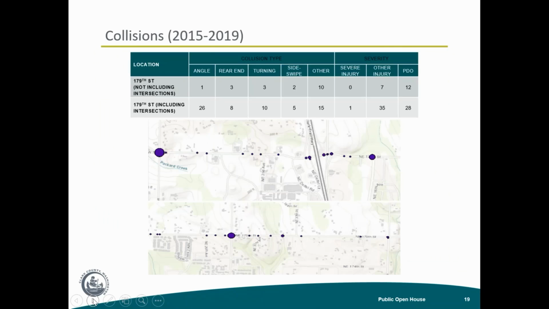Here's a map that shows both a map and a chart of collisions on the corridor from 2015 to 2019. We know from this data that the intersection locations are where the greatest amount and most severe collisions occur. They are shown by larger purple circles. So it's very paramount. Safety is our primary focus, to acknowledge that intersection control is critical for developing a safe and mobile road network.